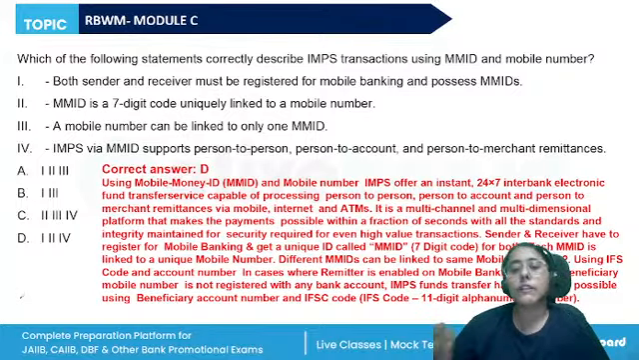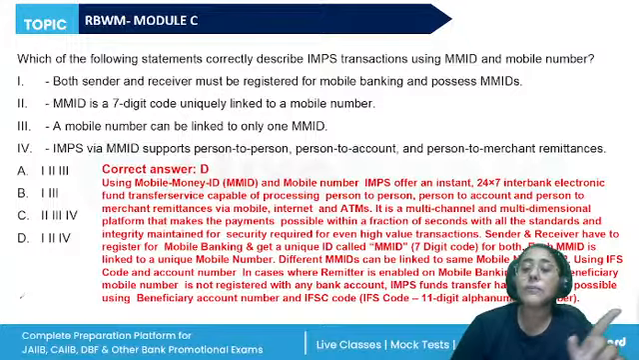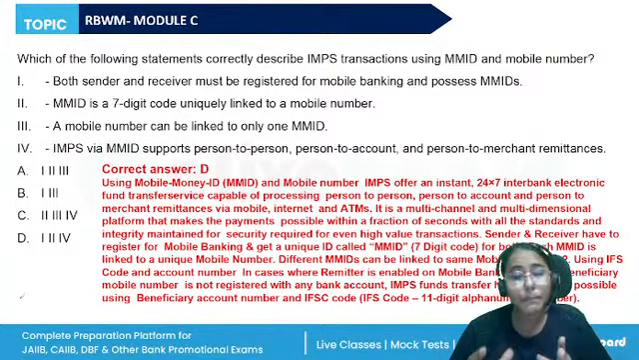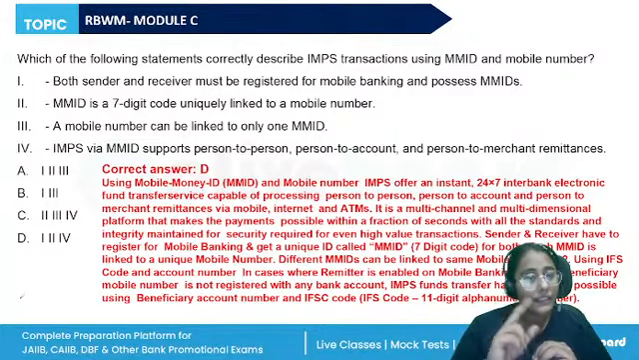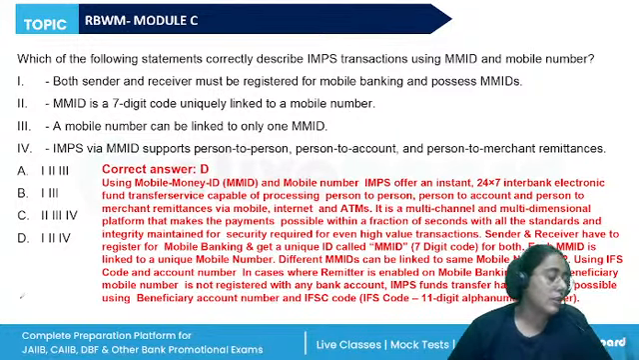Then if I want to avail the IMPS through IFSC code, let's say the remitter, the sender, has registered on mobile banking, but the beneficiary mobile number is not registered with any bank account. I can simply provide on the IMPS the IFSC 11-digit alphanumeric code and the beneficiary account number.